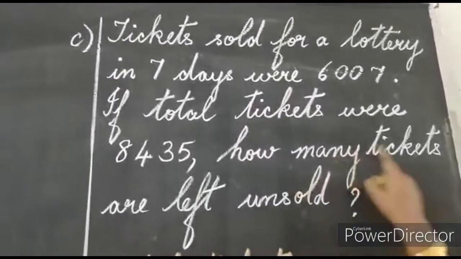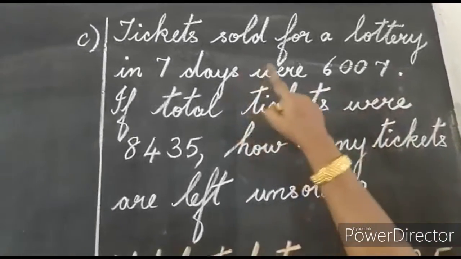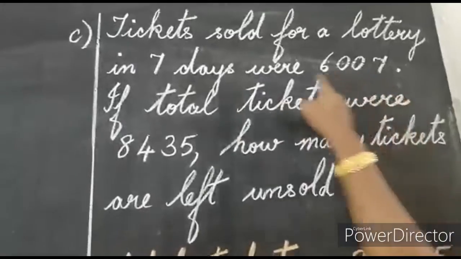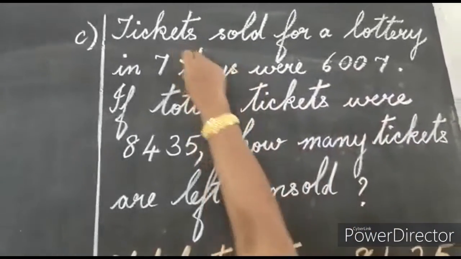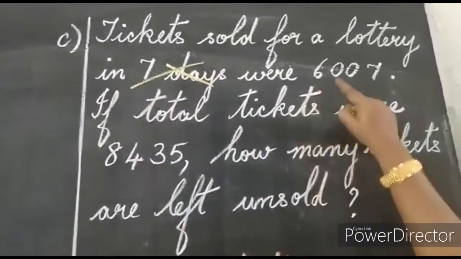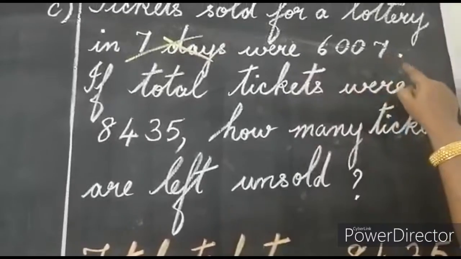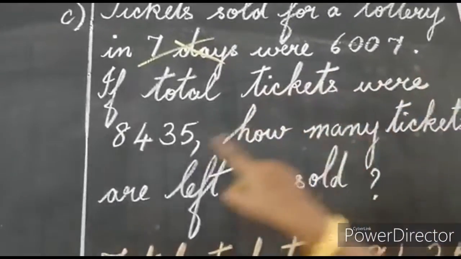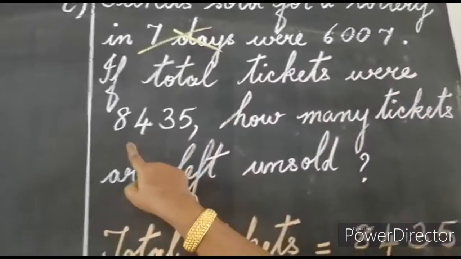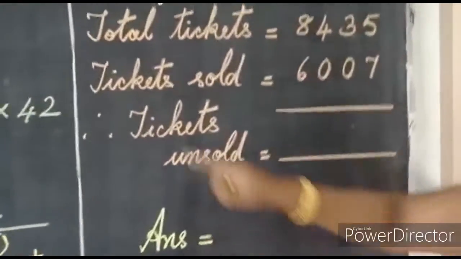We have to see only how many tickets. Let's see where the tickets numbers are given. Tickets sold, how much is given here? 7 days is the dummy number, or the extra number. Tickets sold in 7 days, that is within a week, is 6,007. How many tickets were there altogether before selling? 8,435. So now we will write the statement.